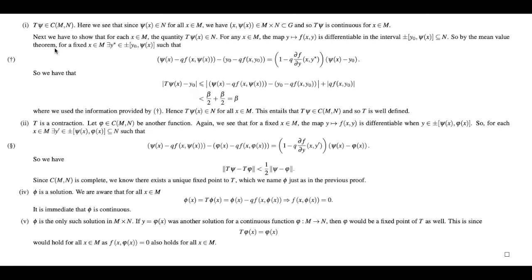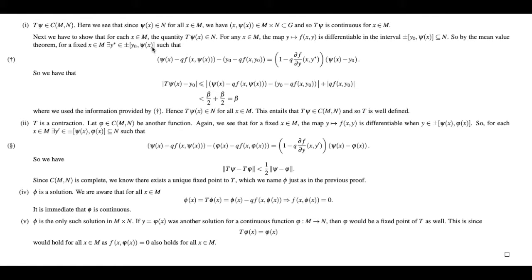So now we fix x in M, there must exist by the mean value theorem an exceptional point y star, that obviously may depend on x, in the interval plus minus y0 comma psi of x, such that it satisfies this equation. This equation is simply the mean value theorem applied to the function of y, which is y minus q f of x,y, where we hold x fixed.